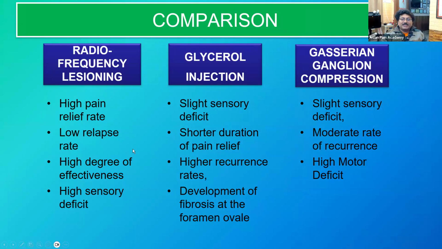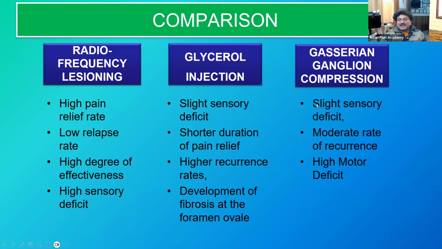low relapse rate, high degree of effectiveness, high sensory deficit. Glycerol: slight sensory deficit, shorter duration of pain relief. Usually remember, in glycerol, the pain relief we can usually obtain is around 3 to 6 months, and it is not very high. So you have to do it again and again. So relapse rate is comparatively higher.